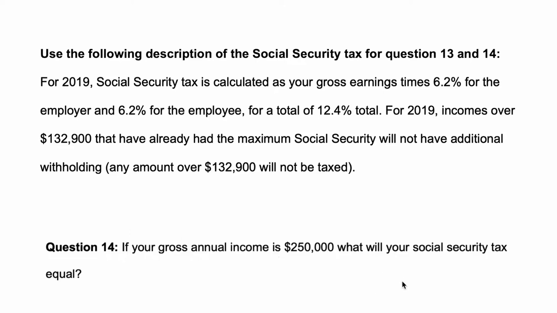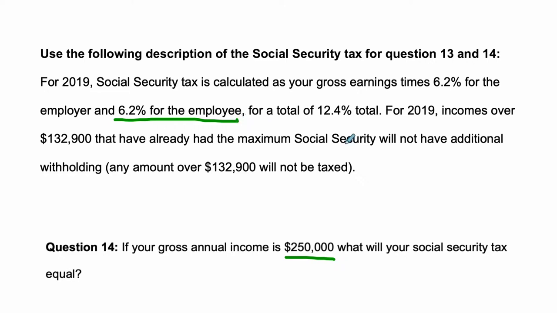All right, so in this problem, we're making $250,000. And the two key things to realize are, first of all, you pay 6.2%. So assume you're the employee for this problem. The other 6.2% is paid by the employer. It's the other half. So we're only paying from one perspective.